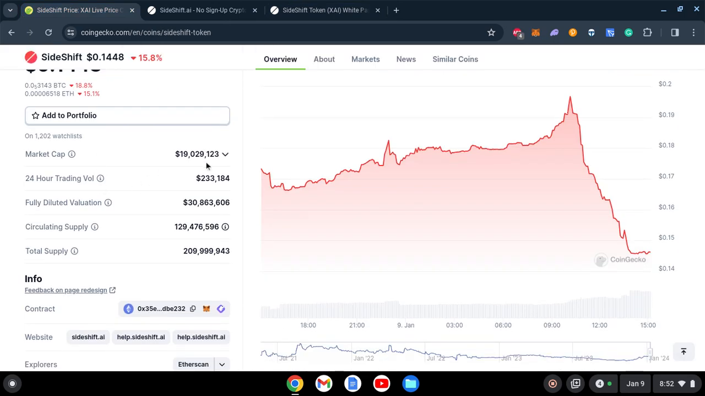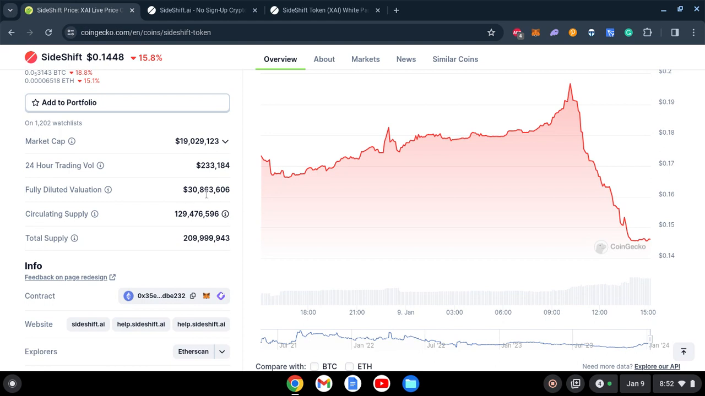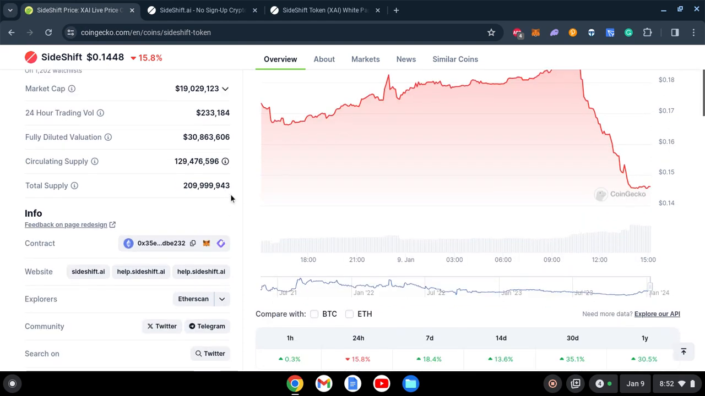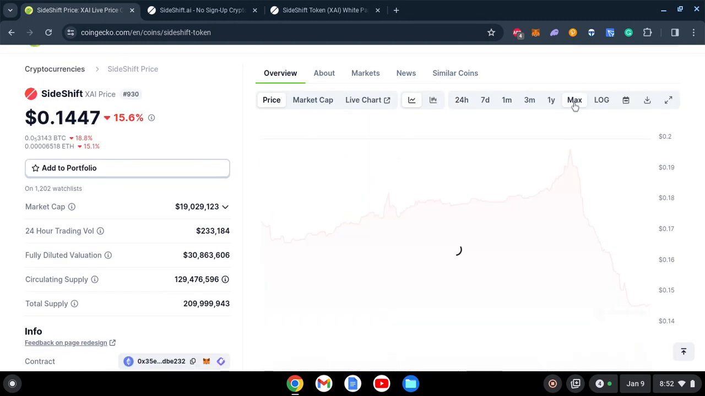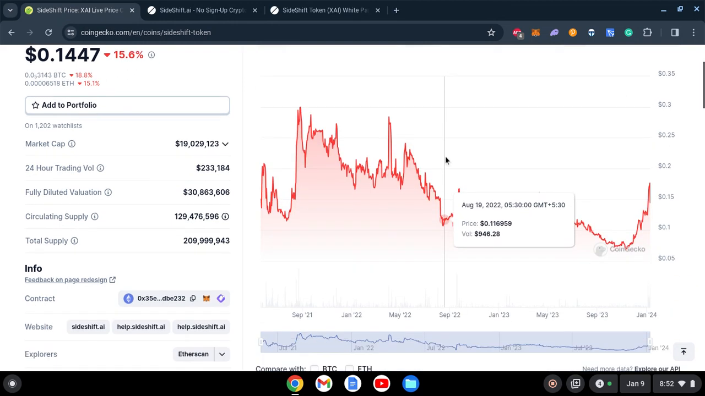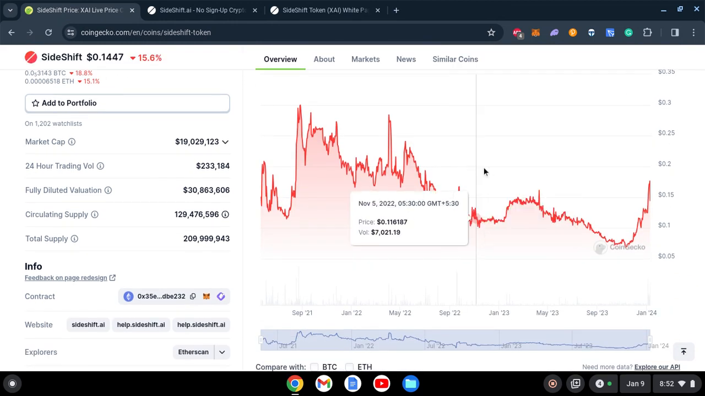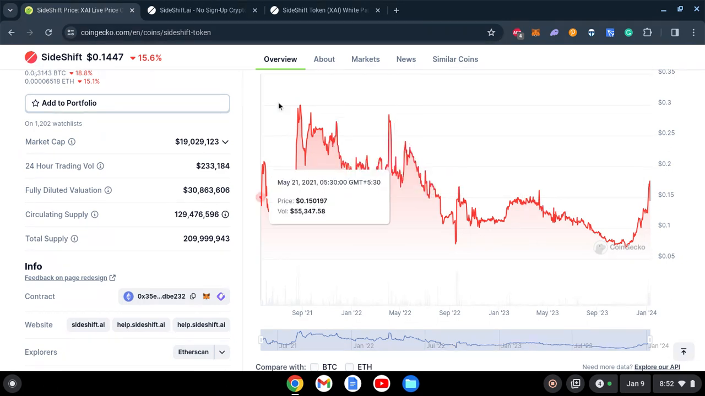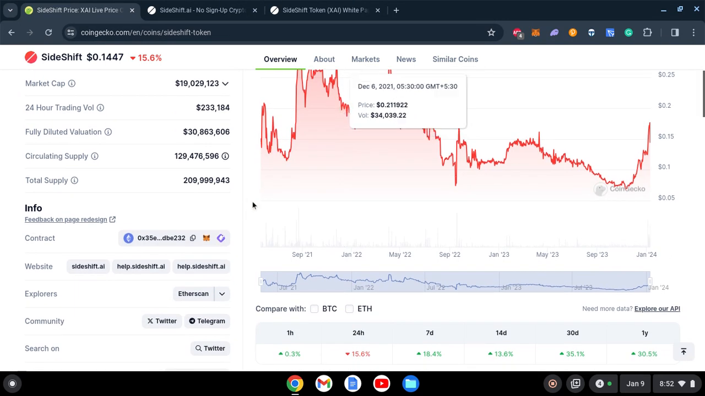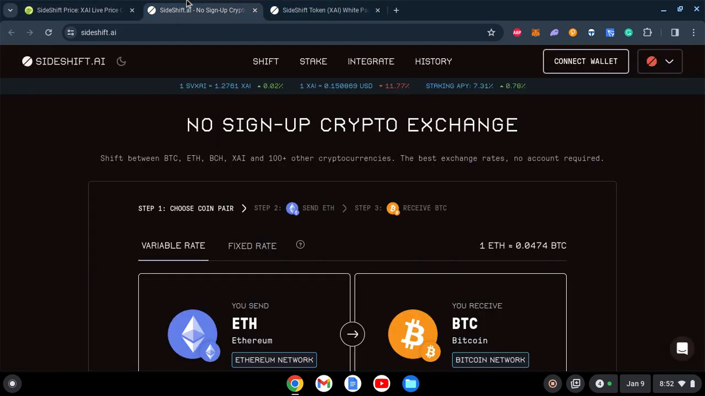So market cap is currently around $19 million, 24-hour volume is nearly $250,000. Fully diluted valuation is around 30 million. This is the total supply and this is the circulating supply. Apart from that, this is the chart of the project. So if you are interested in making investment decisions with the chart, then you can look at the chart as well. This is a long-term graph. So let's get started with the white paper, and let's first of all move to the website.